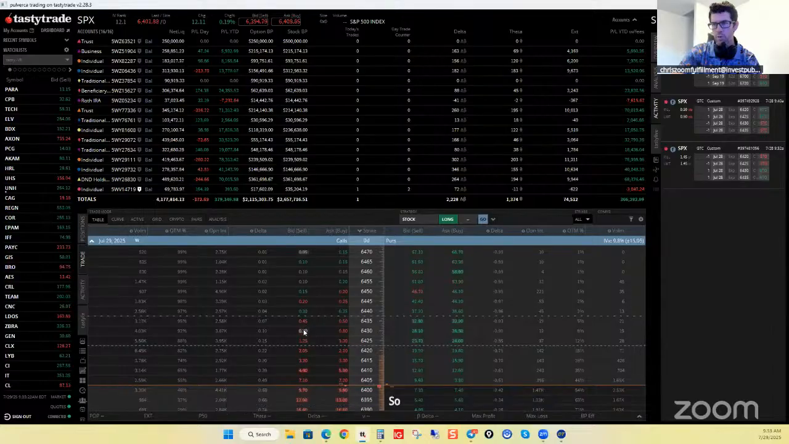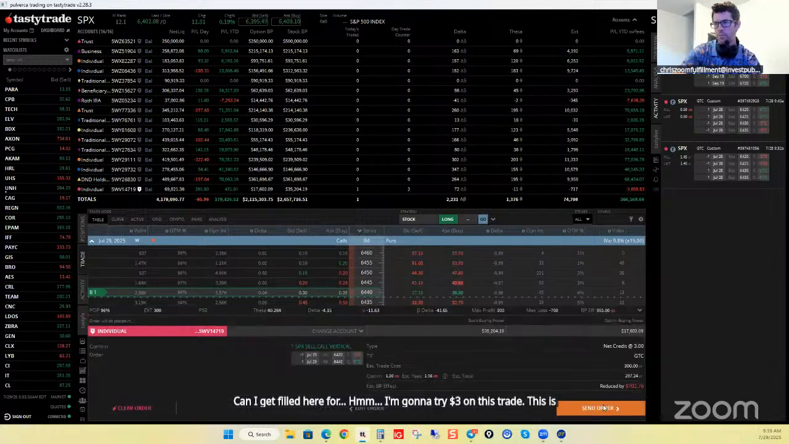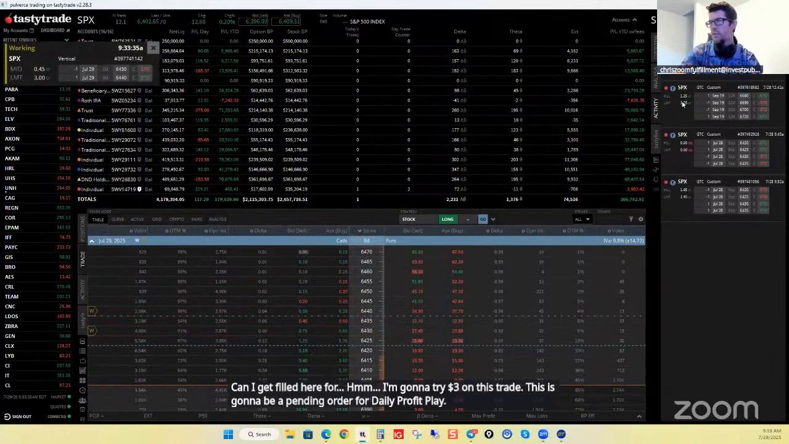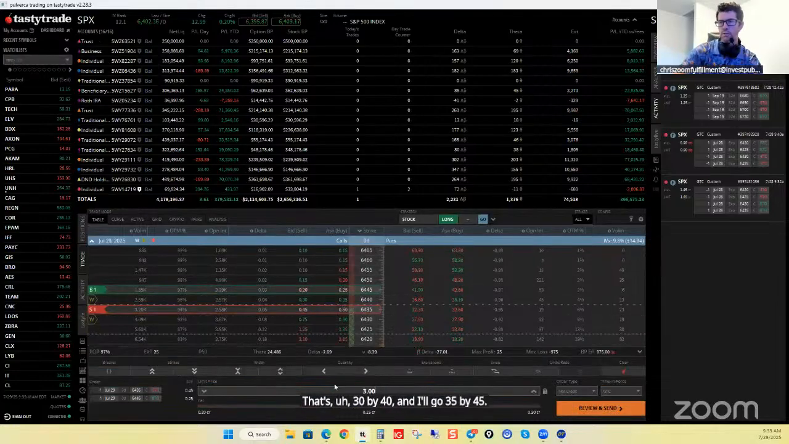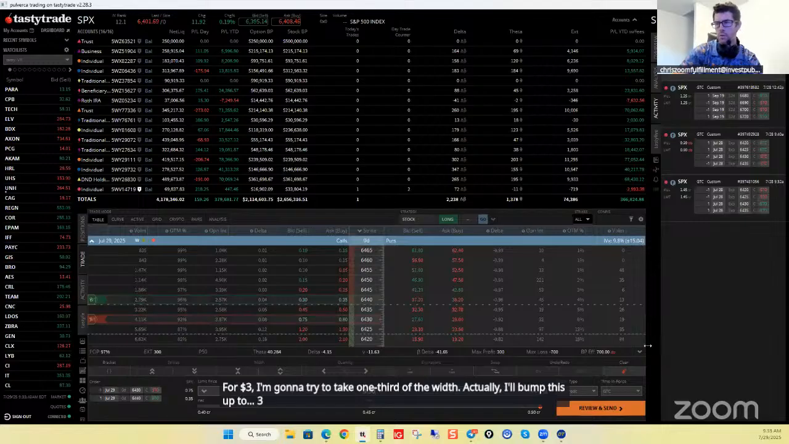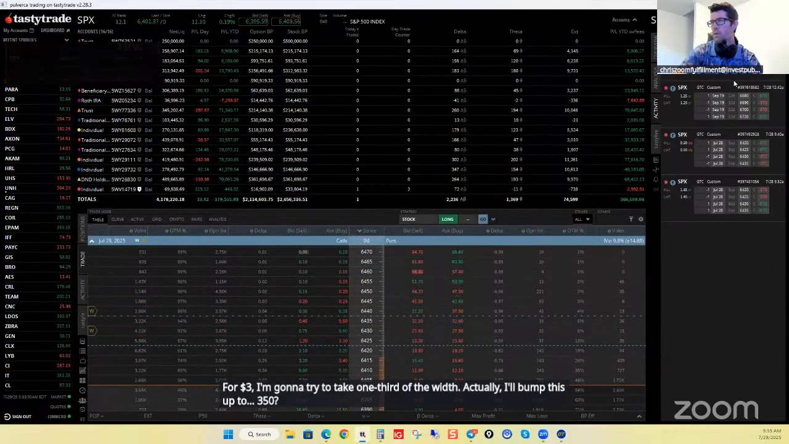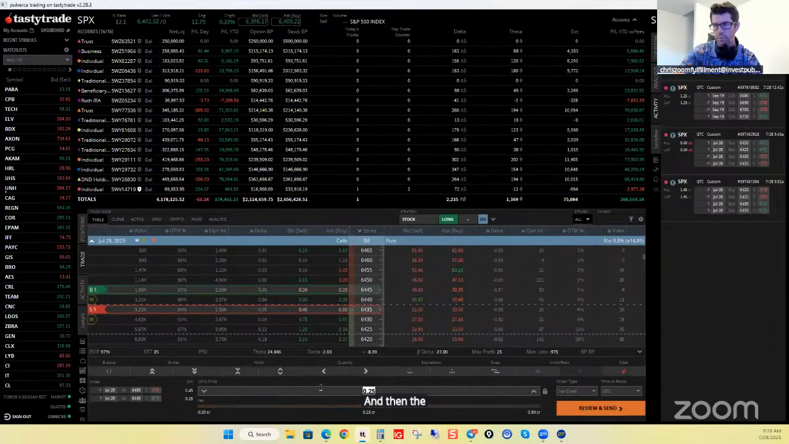So 64, 30 by 40. Can I get filled here for, I'm going to try $3 on this trade. This is going to be a pending order for daily profit play. That's 30 by 40, and I'll go 35 by 45 for $3. I'm going to try to take 1/3 of the width. Actually, I'll bump this up to 350. And then the 35 by 45, bump that up to 350.